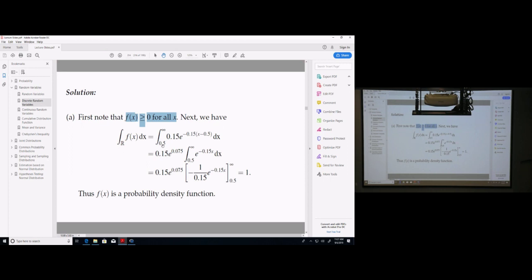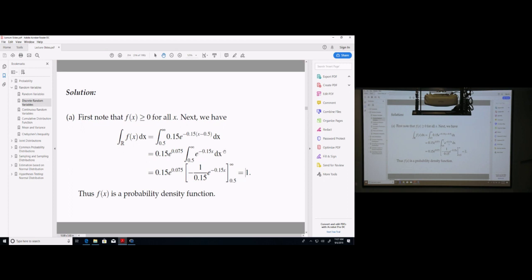And then the next thing is to verify it is a probability. So this is condition 1. And then condition 2 will be the integral over the whole real line is equal to 1. Okay? So we need to verify this. And in between it is just integrations.